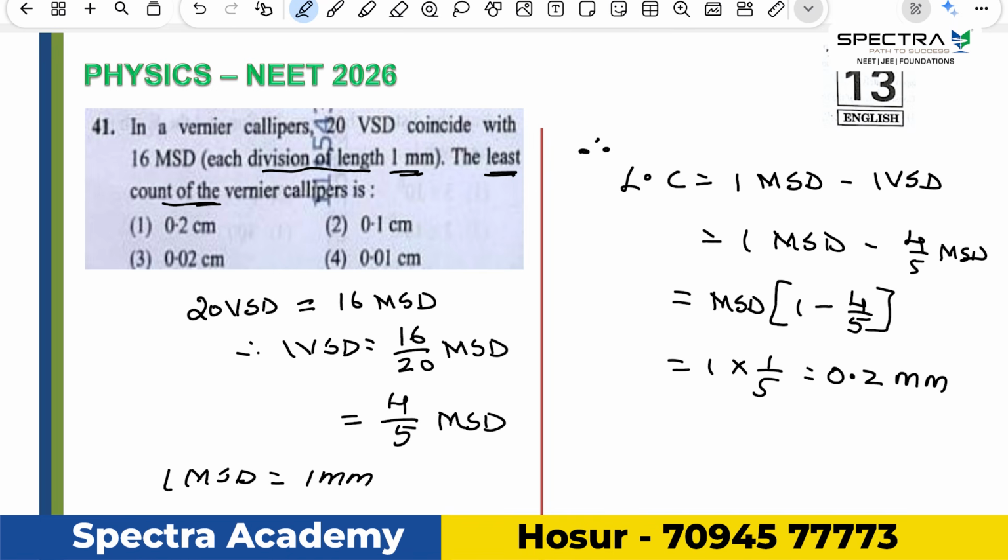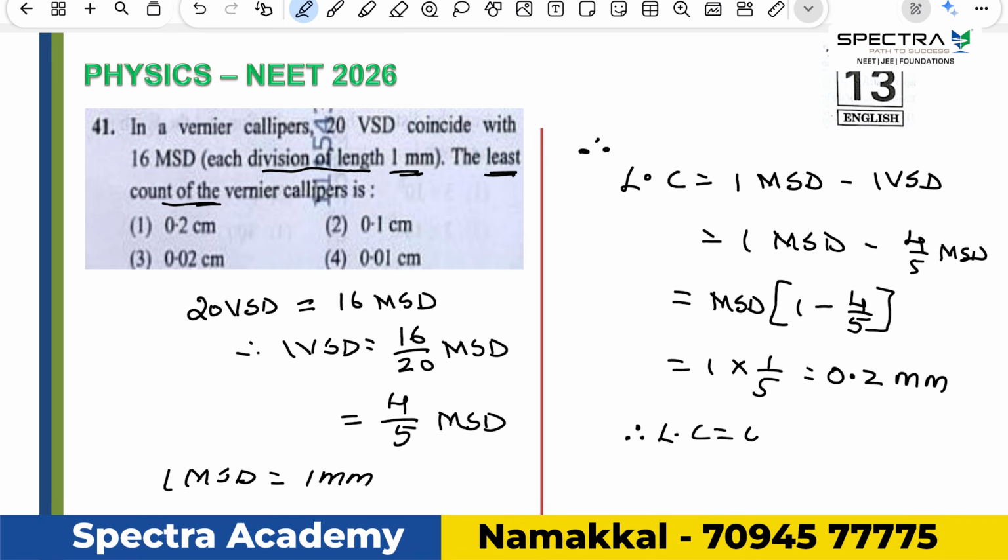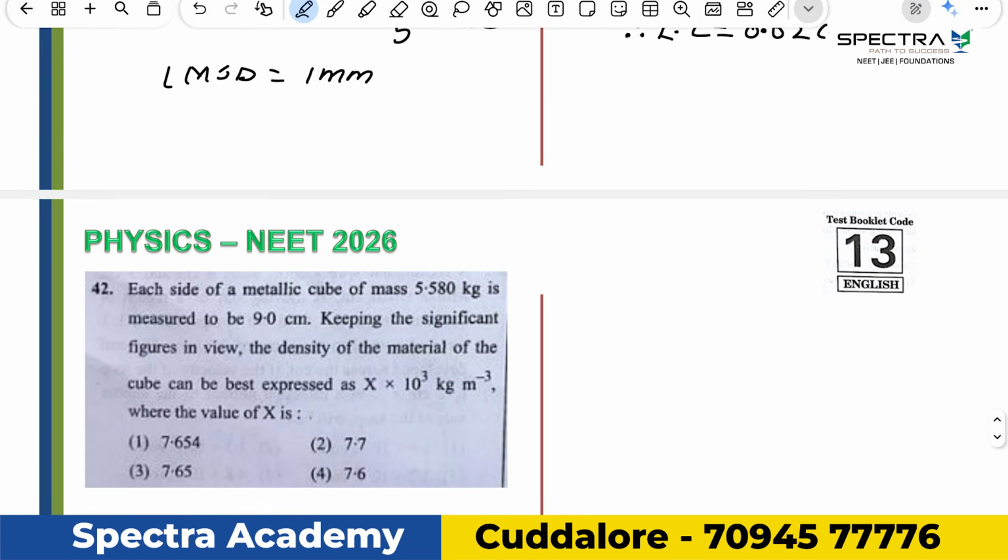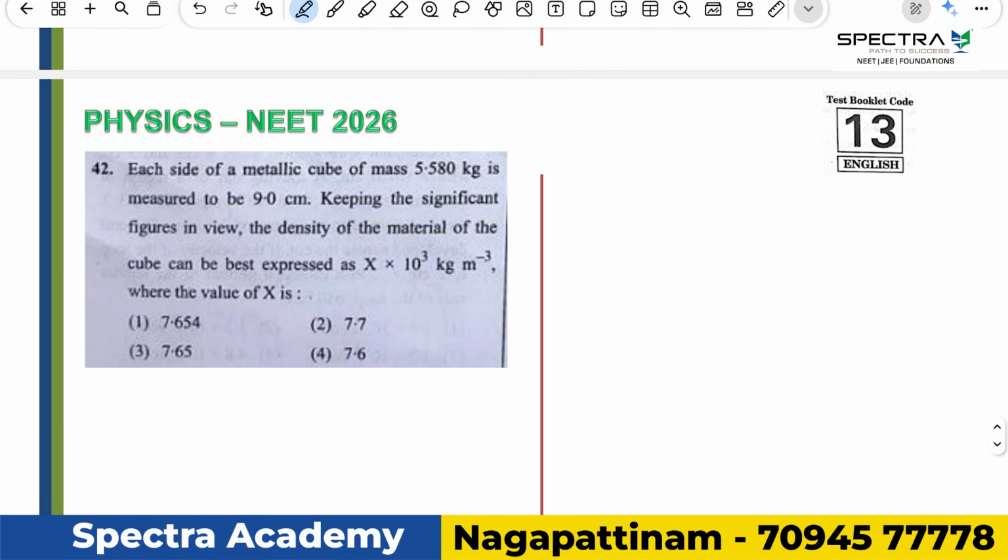But observe, the options are all in centimeters. Therefore, we can say least count becomes equal to 0.02 centimeter. So hence we can select option 3 as the right answer. I hope it is clear. So move on to the next question.